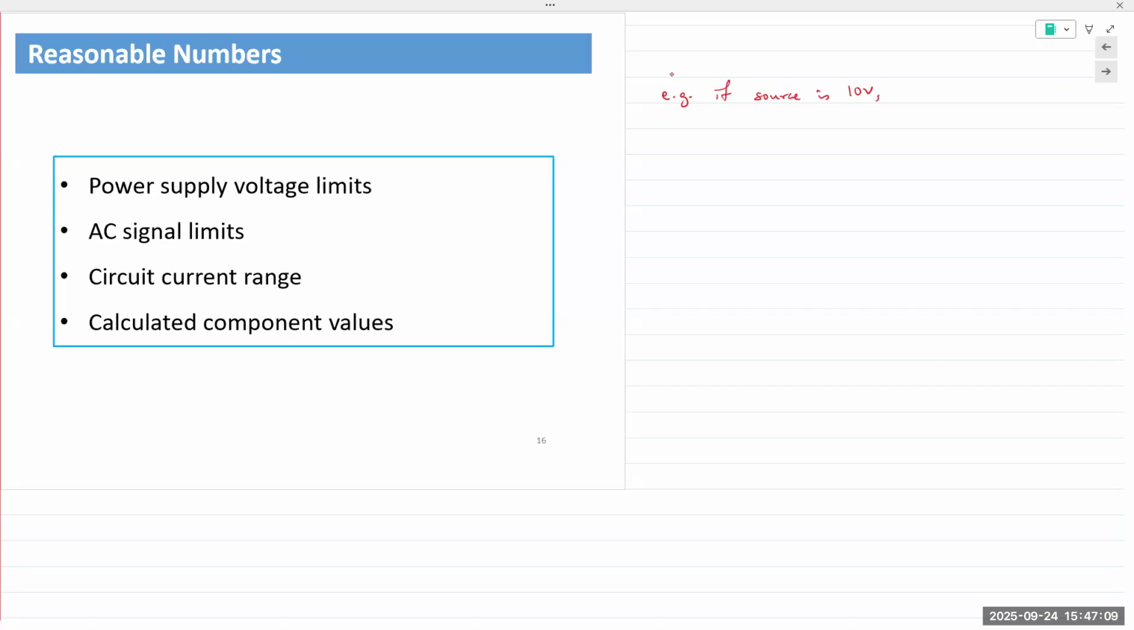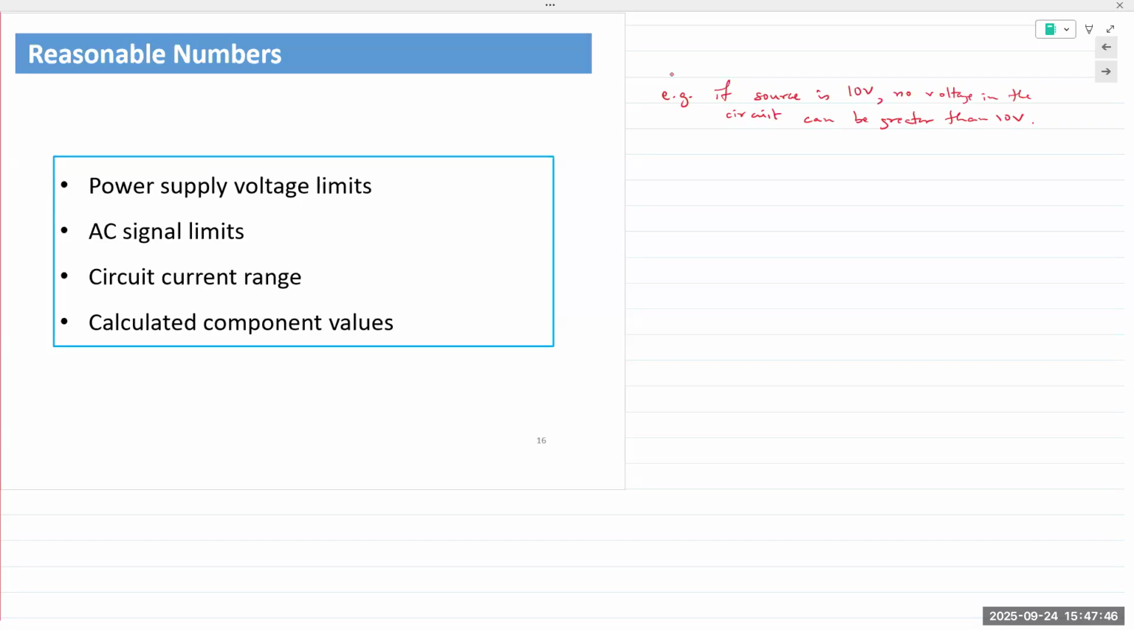That's a good question. I will answer that in just a minute, actually. If the source is 10 volts, no voltage in the circuit can be greater than 10 volts. All right. So the question being asked was, what about op amps? Specifically, I'm assuming running an op amp as an amplifier, right?